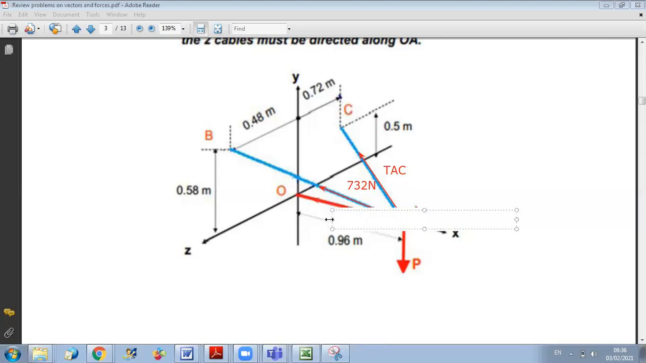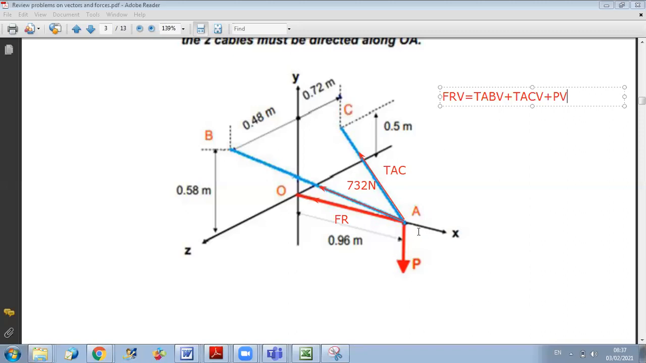Whenever I have a 3D problem like this, okay, what I should do, I write the vectorial equation. What is the vectorial equation I can write? I can write that F resultant as a vector, okay, is equal to the summation of TAB vector plus TAC vector plus P vector, okay? Now, I will start to express each vector. For FR, what do I know about FR? Do I know the magnitude?